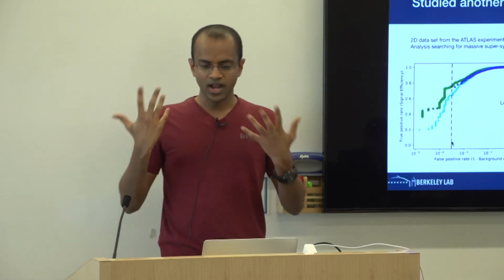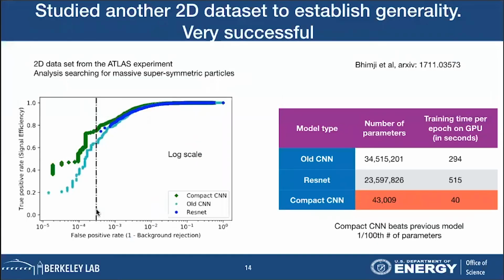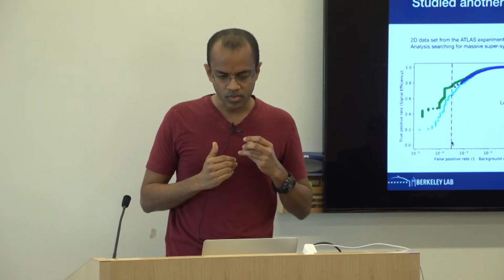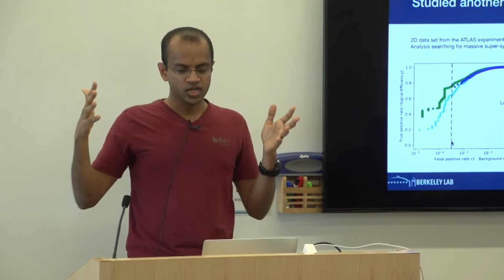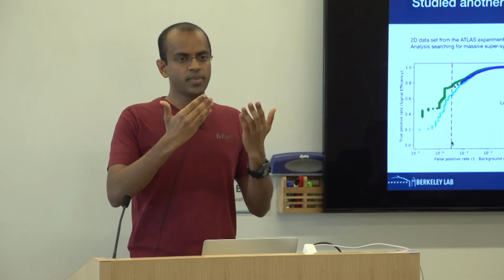Now, to establish generality, we also studied this with a totally different 2D data set from the ATLAS experiment. This was a data set that was used in an analysis for searching for massive supersymmetric particles. And again, here, there was previous work done on this, where they had studied CNNs and shown that they do pretty well compared to the physics method.